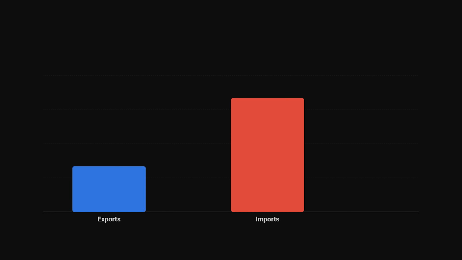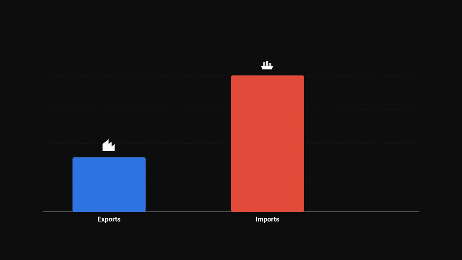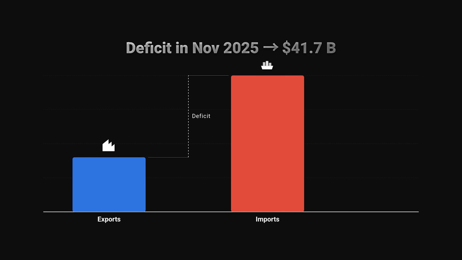So see, uncertainty wasn't the only problem for the falling rupee in India. There are some structural reasons that we have faced since independence. It's our economic setup. India imports far more than it exports, running massive trade deficits, like the record $41.7 billion last month in November of 2025.